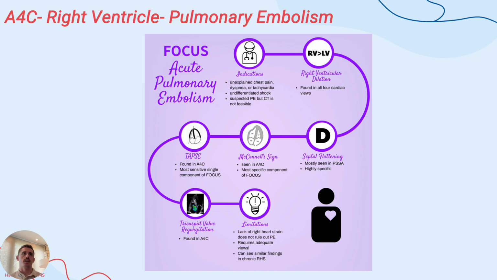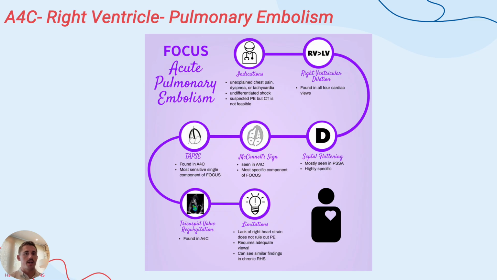I think classically everyone's taught like D sign and McConnell sign to start thinking about PE. But jumping through this, so if a patient's coming in with unexplained chest pain, dyspnea, tachycardia, your attendings are pimping you on Wells criteria, PERC criteria, you're suspecting a PE, but CT is not feasible. Either you're in a resource-limited setting, it's not available to you right now, or you're needing to transport them, say like you're in an ambulance or working on a flight or something.